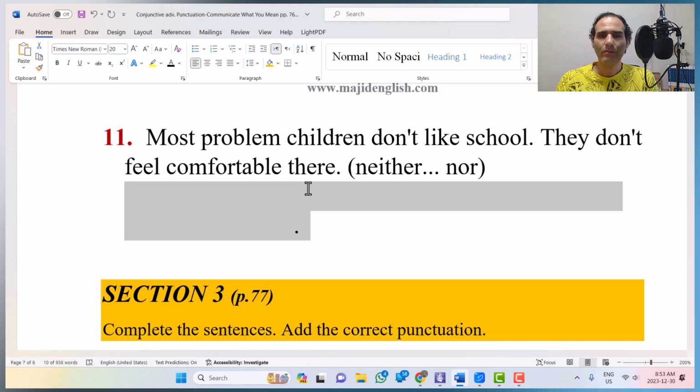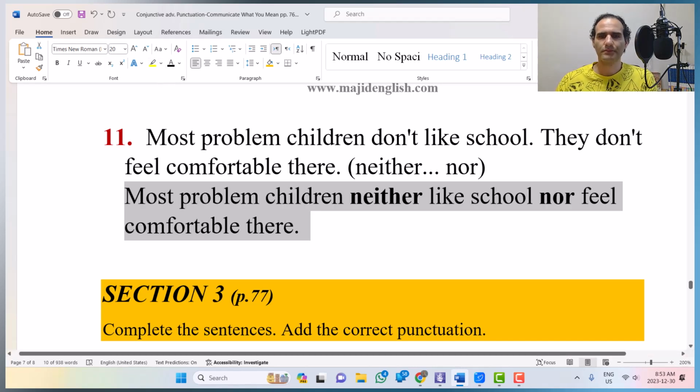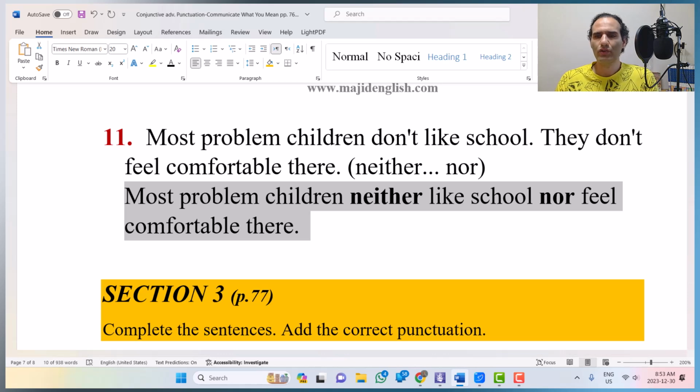And finally, most problem children don't like schools. They don't feel comfortable. So don't this, don't that means neither nor. Most problem children neither like school nor feel comfortable. Neither verb phrase nor verb phrase. Both of them are parallel. Okay, I hope you got it and don't have any problem with it.